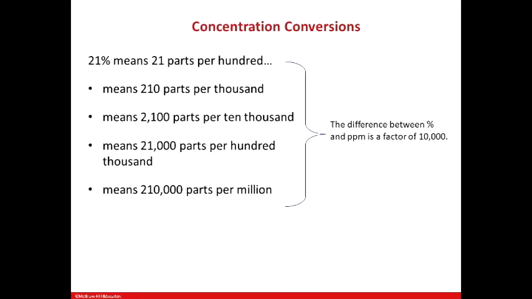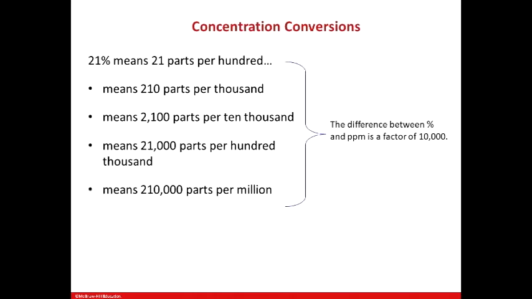So one of the things that scientists like to do when we talk about these areas is to know what the concentrations are, and each area of science has its own unique ways of talking about the science. And here you're going to see how we talk about concentration conversions. Because these concentrations are so small, scientists prefer to talk about them in what we call parts per million, parts per hundred, parts per thousand, etc. So 21% means 21 parts per 100. If we have 100 parts and 21 of them are different, then that would be 21% of those parts.